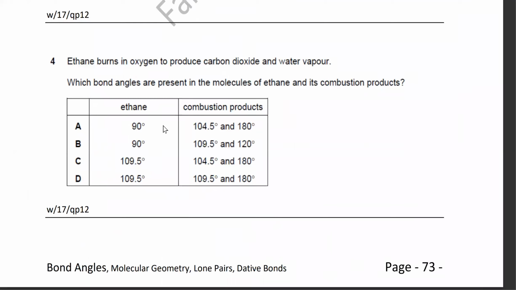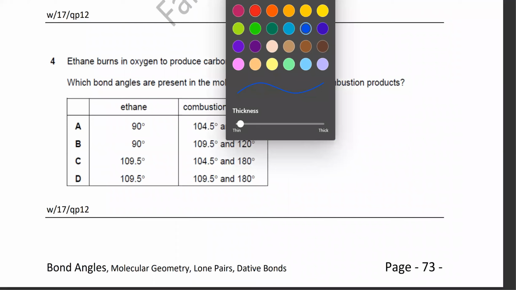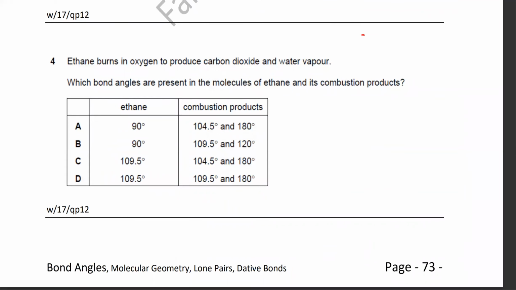So in this case, the question states that ethane burns in oxygen and produces carbon dioxide and water. So you've got ethane. If you don't know what ethane is, I'll just tell you it's carbon with single bonds.